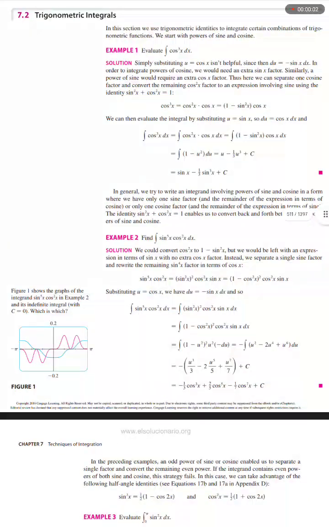Chapter 7.2 Trigonometric Integrals. In this section, we use trigonometric identities to integrate certain combinations of trigonometric functions. We start with powers of sine and cosine.